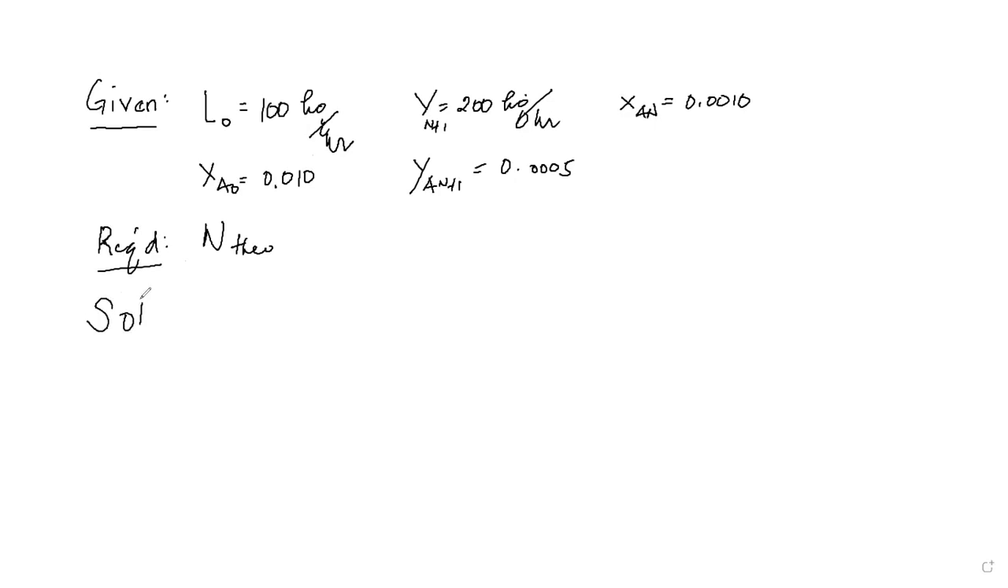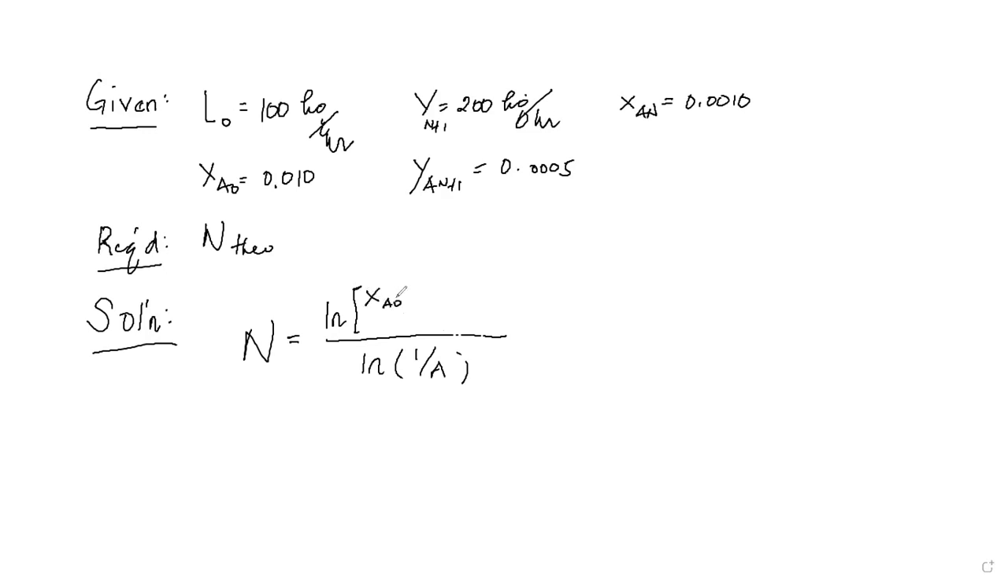Now, in determining the theoretical number of stages, we can use the Kremser equation and we can use the graphical approach, but our focus in this particular example is the use of the Kremser equation. So we will write down the Kremser equation this time. In this equation, we have ln in both the numerator and the denominator.